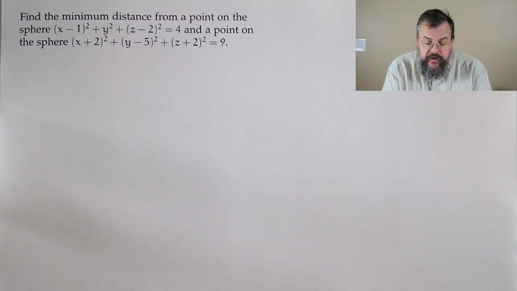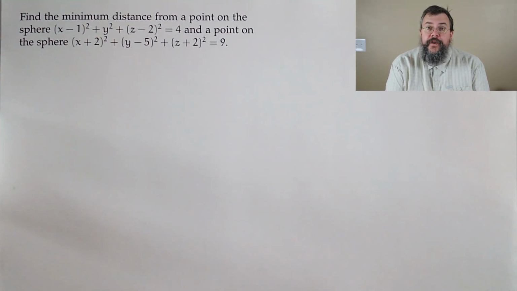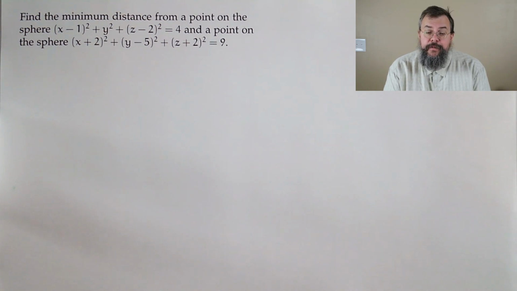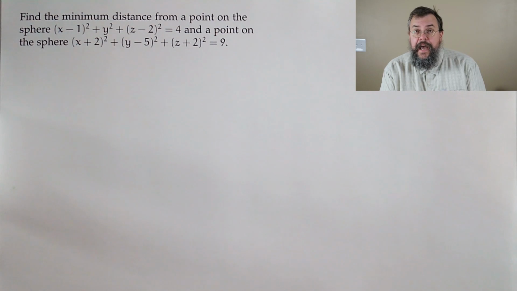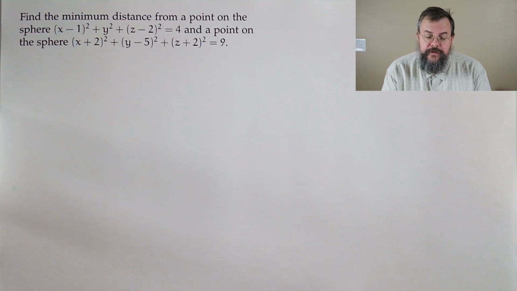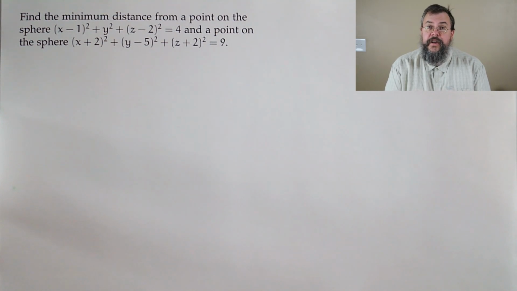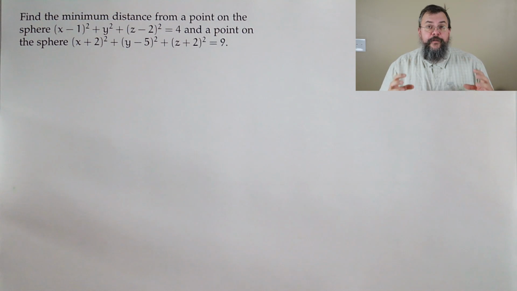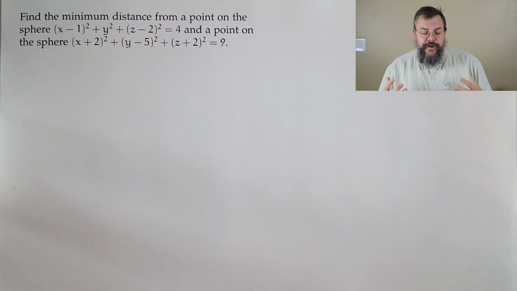Find the minimum distance from a point on the sphere (x minus 1) squared plus y squared plus (z minus 2) squared equals 4, and a point on the sphere (x plus 2) squared plus (y minus 5) squared plus (z plus 2) squared equals 9. Now we know that these are spheres because they're written in the right format, which is great news for us. So now we say, okay, what do we need to do?